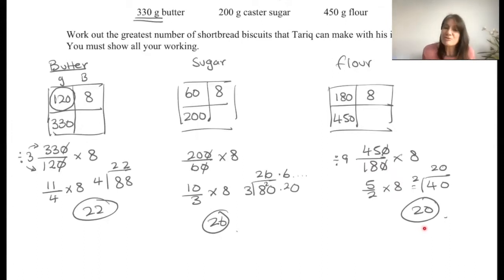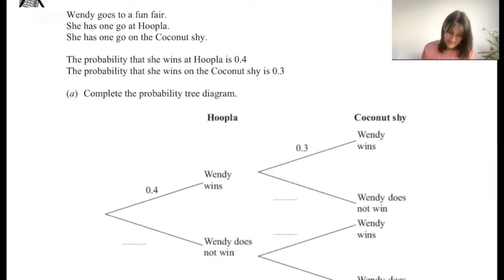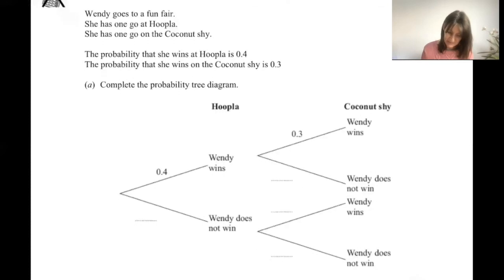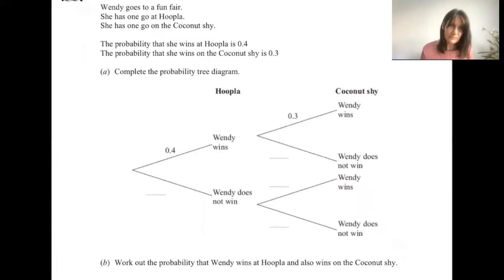Because the flour is restricting. It doesn't matter that I can make more with these ingredients. If the most I can make is 20 with the flour, then that is the most I'm going to be able to make. Okay. So our next question is a probability question. There's two parts to it, so we'll get it so that you can see everything. And then you are going to hit pause and press play when you're ready.